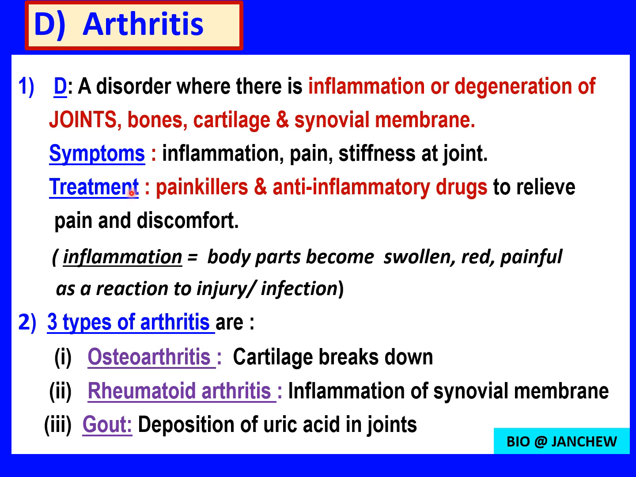And the treatment is to take painkillers to relieve the person of pain, and to take anti-inflammatory drugs that can reduce the swelling at the joints. So there are three types of arthritis: osteoarthritis, where the cartilage breaks down; rheumatoid arthritis, where there's inflammation of the synovial membrane; and gout, where there's deposition of uric acid in the joints.